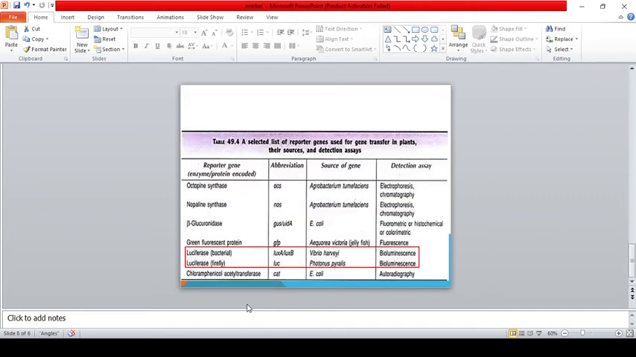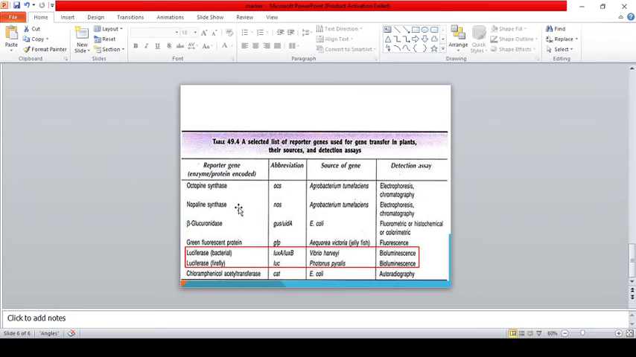Next we can study a list of reporter genes that are used for gene transfer technique. In this we are going to study an additional thing called detection assay. As I mentioned earlier, the DNA of the reporter gene will be converted into mRNA and the mRNA will be translated to protein. The protein detection methods are given here. First thing is octopine synthase. It is taken from Agrobacterium tumefaciens.